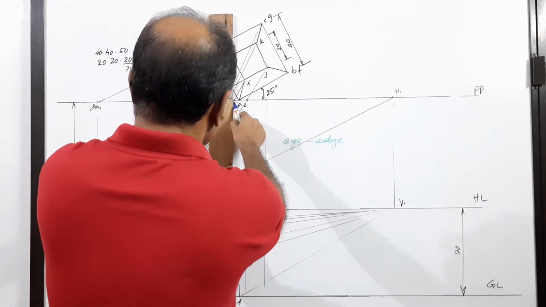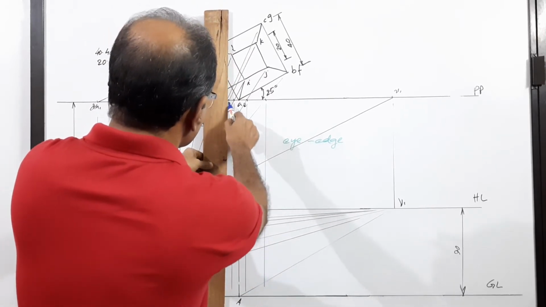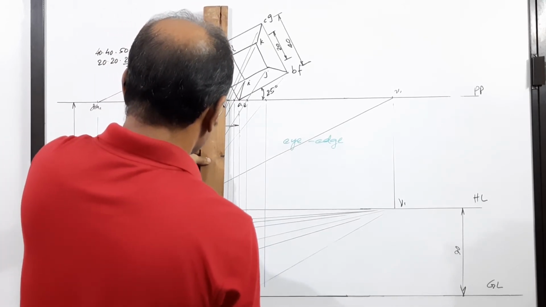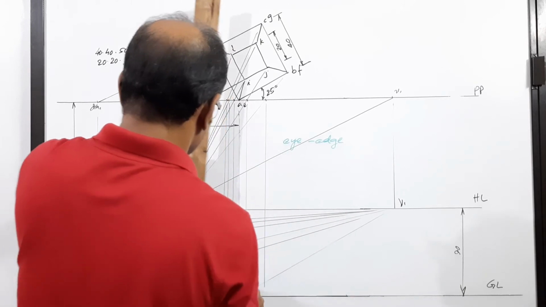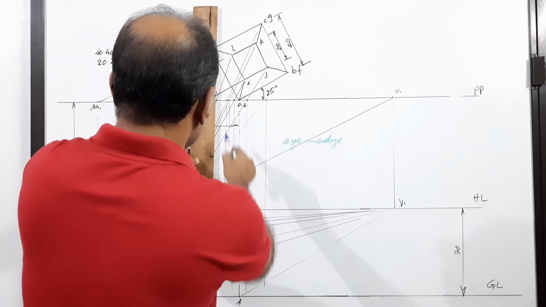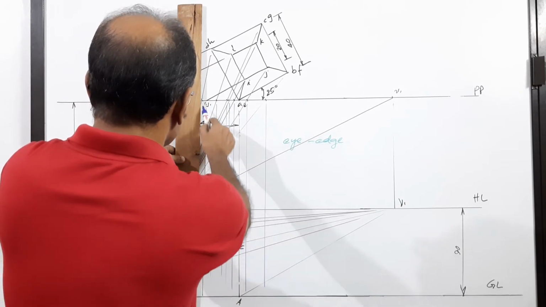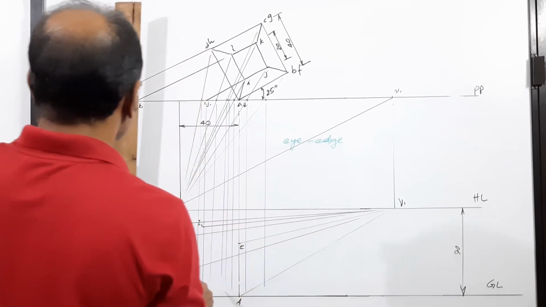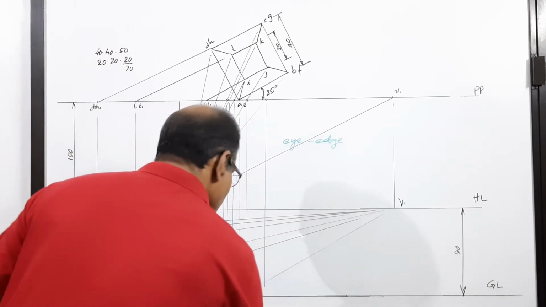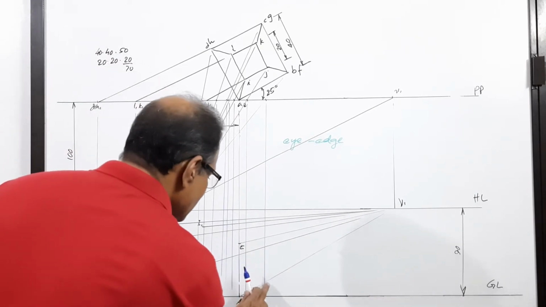Please bear with me if you cannot see because of my body blocking the drawing. I am trying my level best to make it visible for you. I am dropping intercepts from each point. I think all intercepts are drawn. All intercepts are drawn.